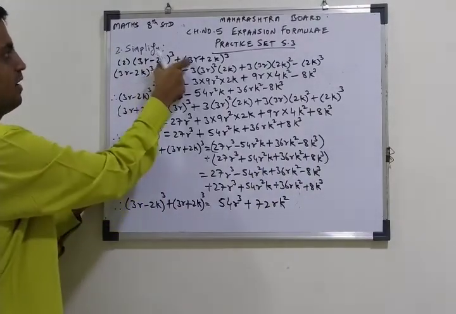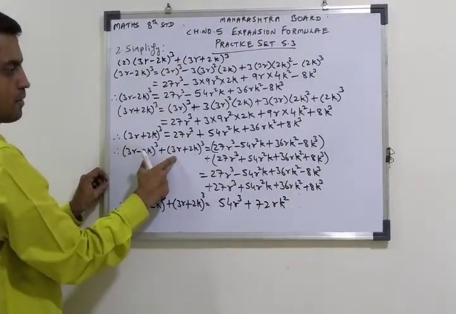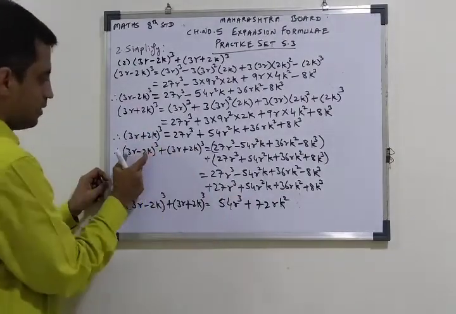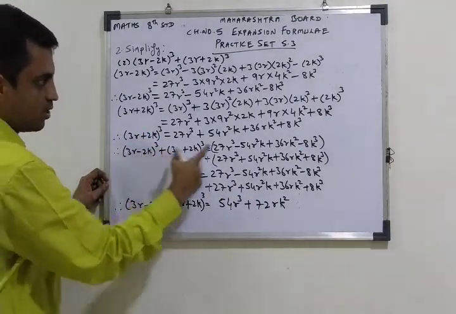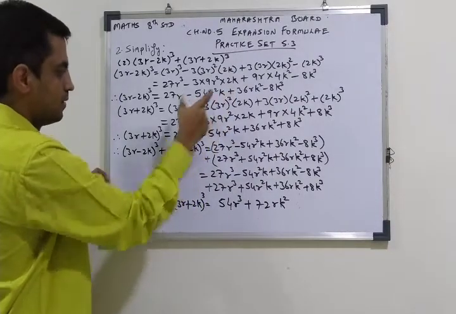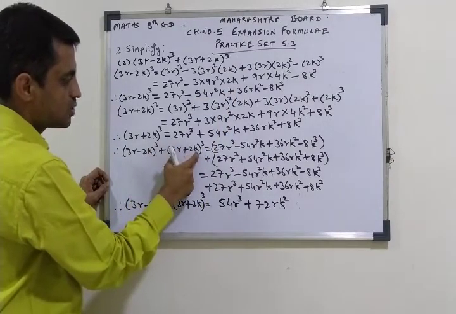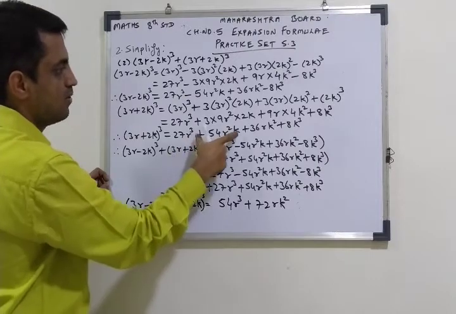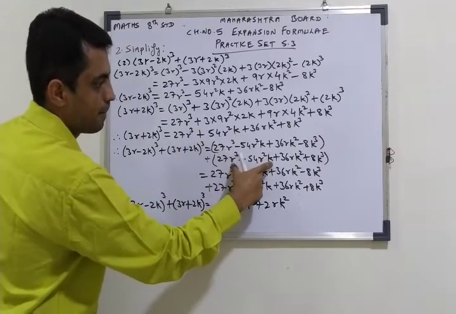After this, now we have written this question here. We already have the value. The value of (3r minus 2k) cube is this, which we got from here. You can see here, plus (3r plus 2k) the whole cube. This value is here, so we have written it here.